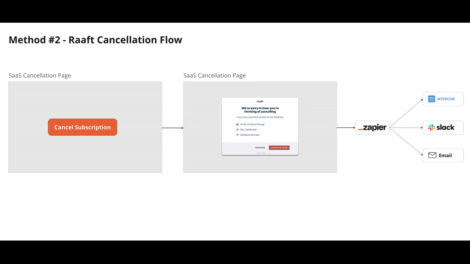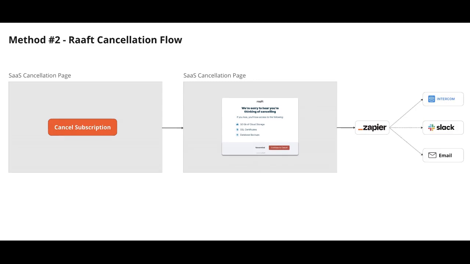The second method is based on Raaft. The starting point is also the billing page of the application. When users click the cancel subscription button, they see a pop-up, which is the cancellation flow, instead of being redirected to an external page. Once users complete the cancellation flow, it then triggers the Zapier workflow, which then works the same as the first method.